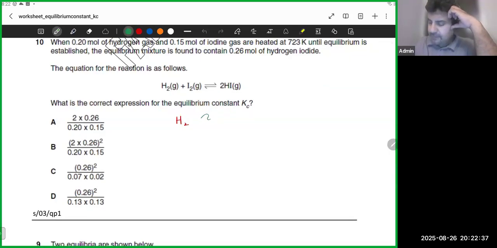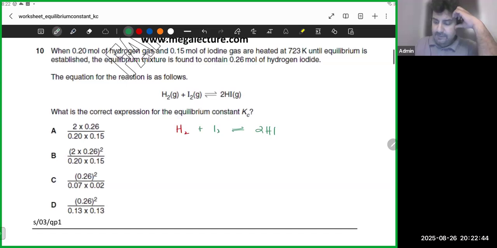So one more, H2 plus I2 and again forming 2HI. You've got your initial moles, which are given. The moles are given: that's 0.2 moles, this is 0.2 moles, 0.15 moles. They've written down the initial moles, and they're heated together, so there are no moles of HI initially. And at equilibrium, he found out that there is 0.26 moles of HI. So that means you started off with 0 and now you have 0.26.